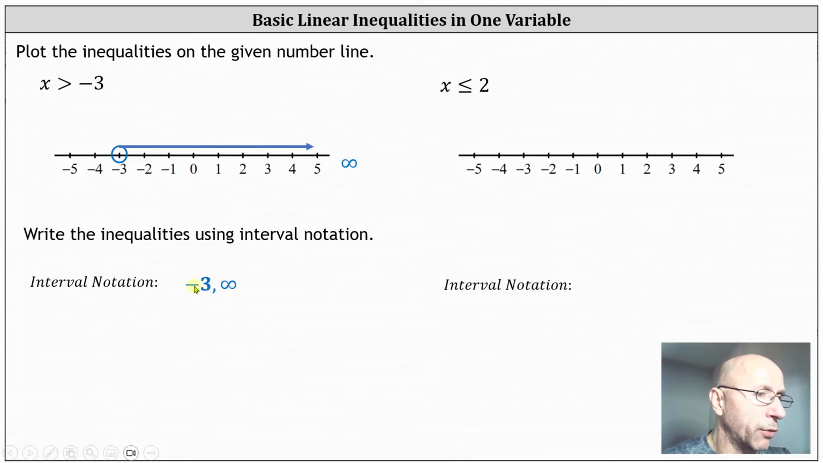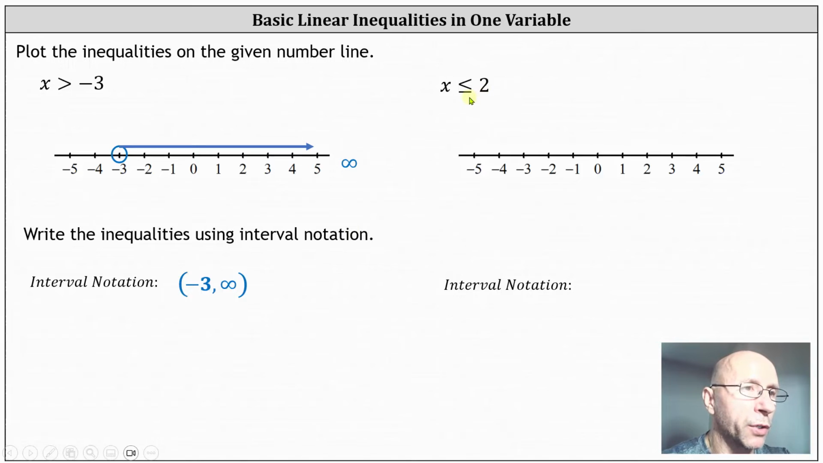And then to the left of negative 3, because negative 3 is not in the interval, we use a rounded parenthesis. If it was included, we would use a square bracket. And then to the right of positive infinity, as well as to the left of negative infinity, we always use a rounded parenthesis.